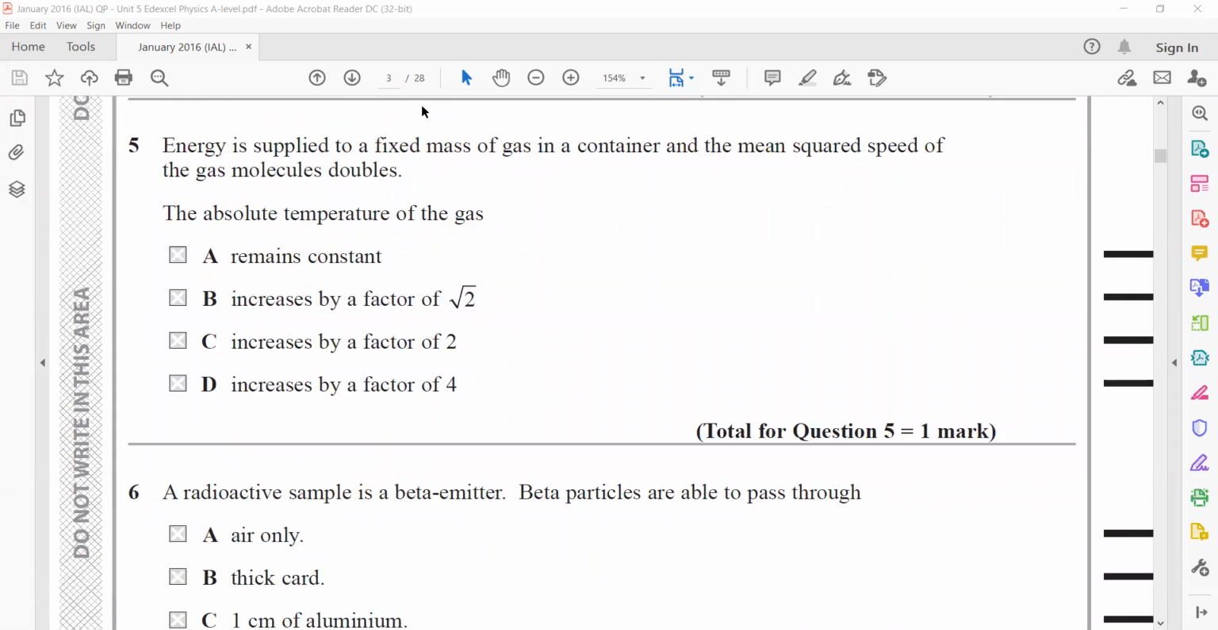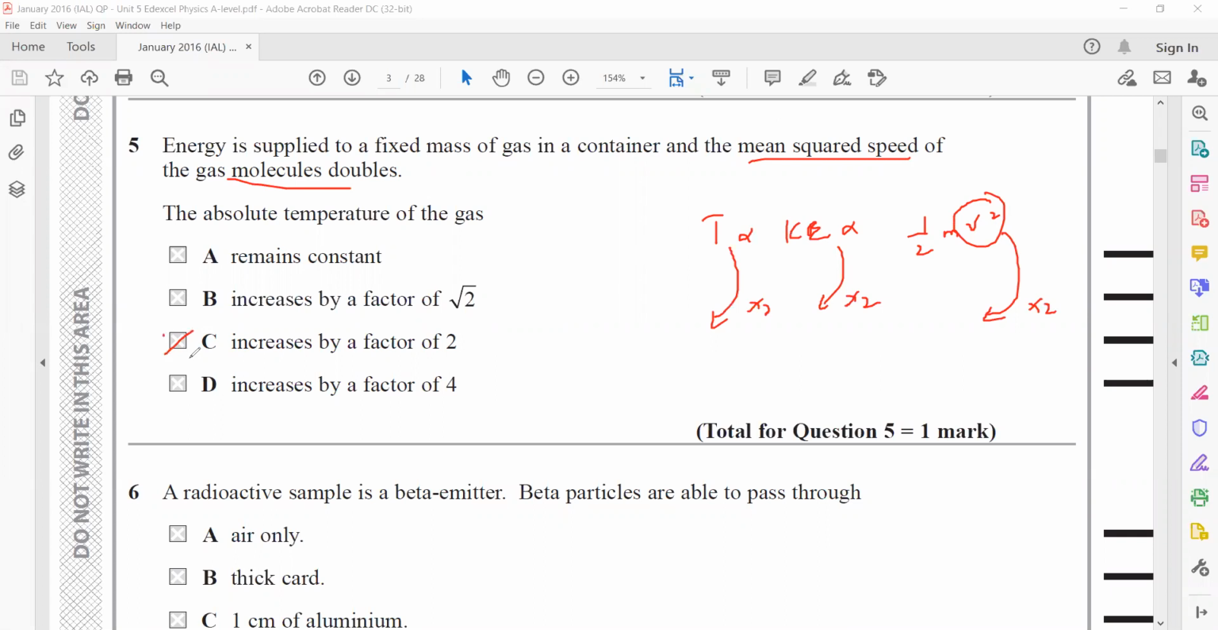Energy is supplied to a fixed mass of gas in a container, and the mean square speed of the gas is doubled. For the absolute temperature, we know kinetic energy is directly proportional to temperature, and kinetic energy is half mv squared. The mean square speed means this whole factor is doubled, not v. So if this whole factor is doubled, kinetic energy will be doubled. If kinetic energy is doubled, the temperature will also be doubled. That's why C is the right answer.